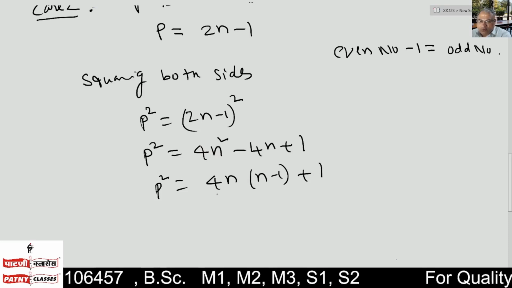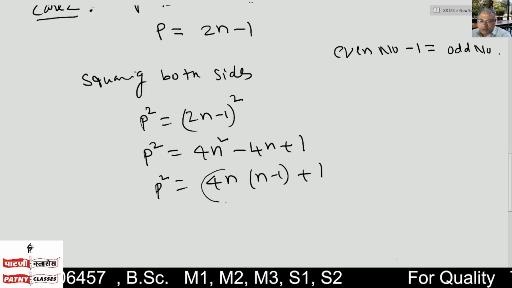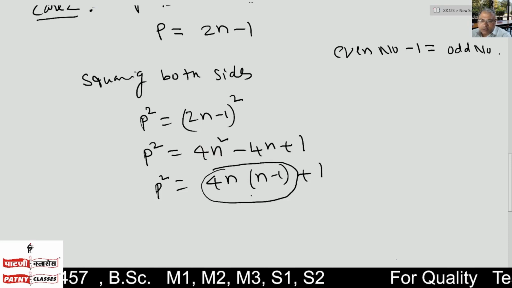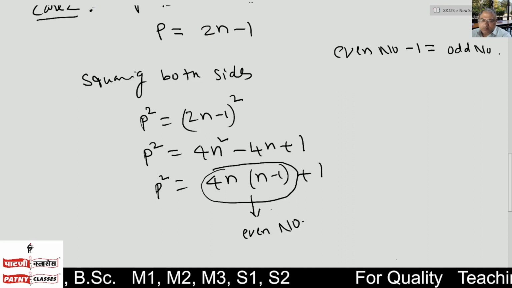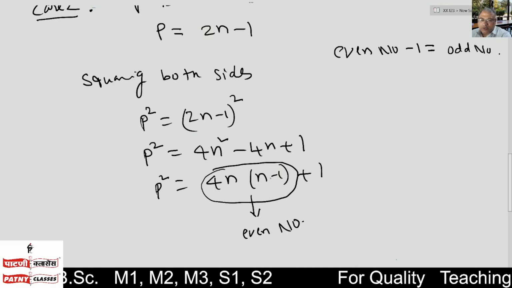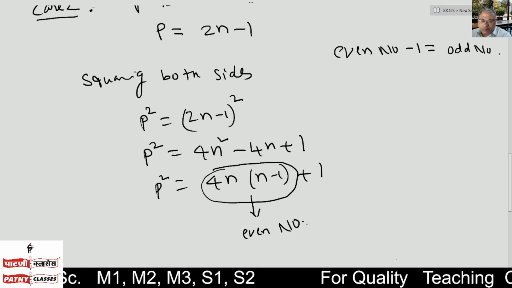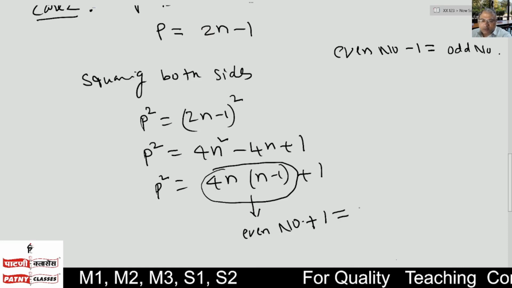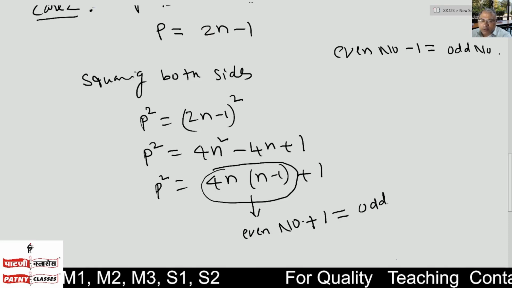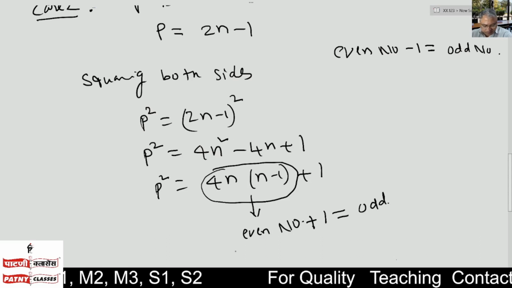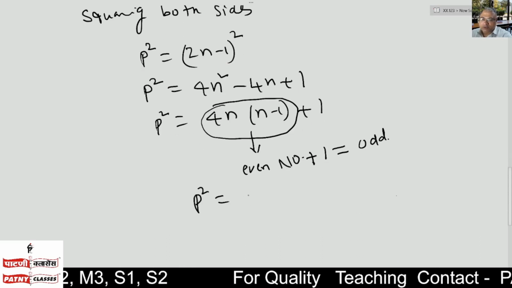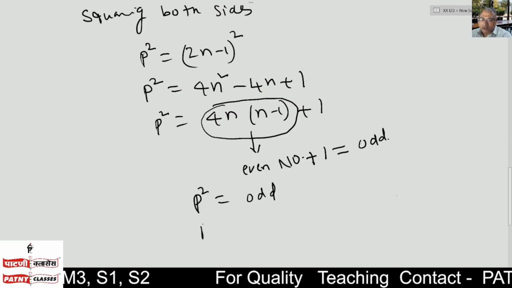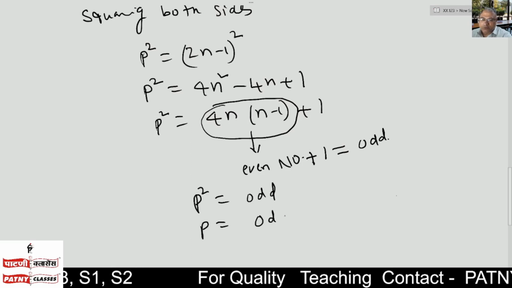Now 4n square minus 4n is nothing but an even number, because it is a multiple of 2. But an even number plus 1 becomes an odd number. That implies p square equals an odd number, therefore p is an odd number.